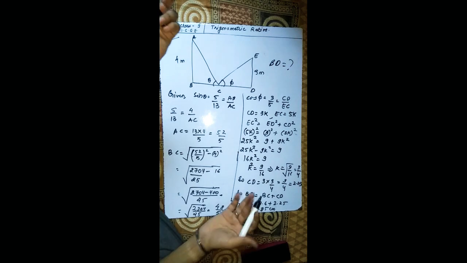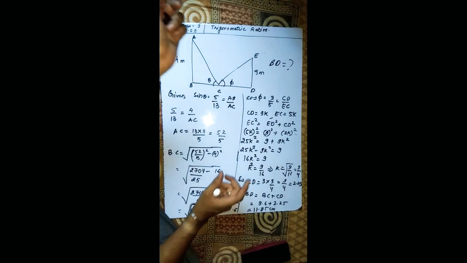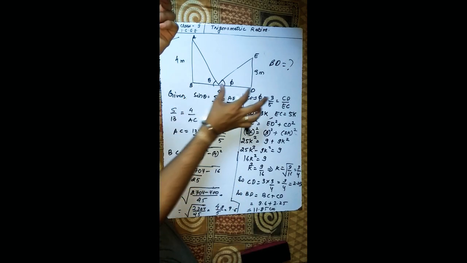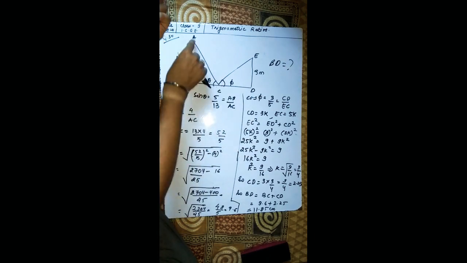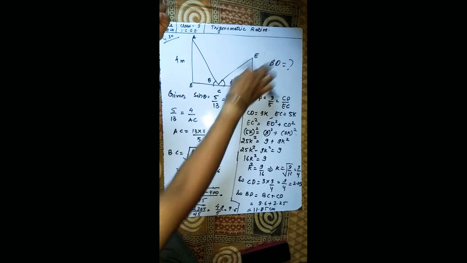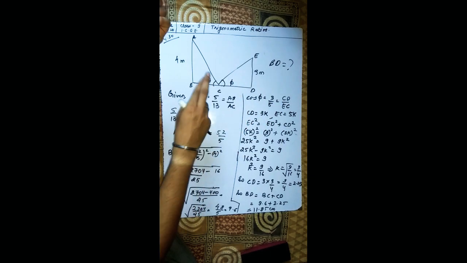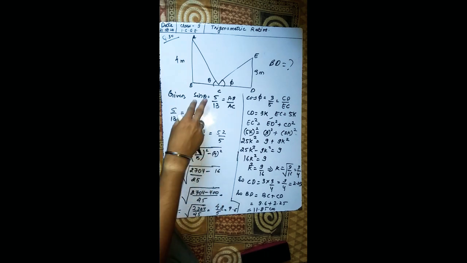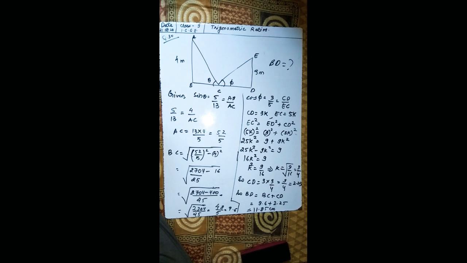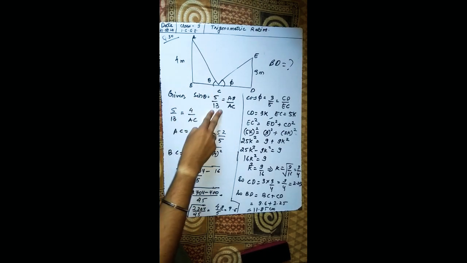Now how to find BD? We split this BD into two parts, BC and CD. We'll first find BC with the help of this triangle, and then we'll find CD with the help of this triangle, and then we will add them, and we'll get BD. So we are given sin theta, that is 5 upon 13.